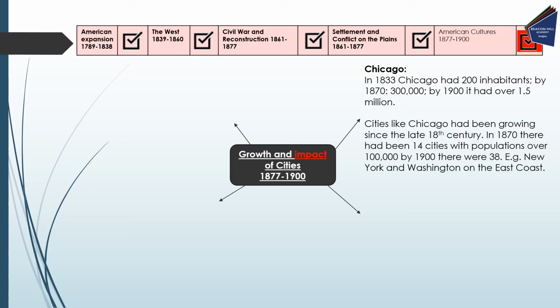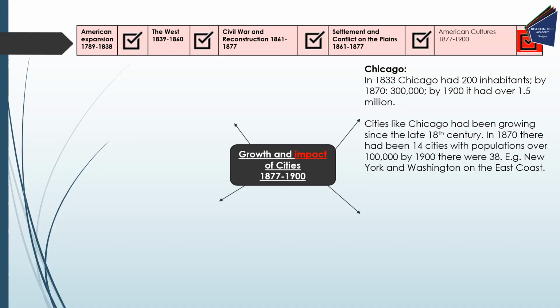Cities like Chicago had been growing since the late 18th century, so the 1700s, and in 1870 there had been 14 cities with populations over 100,000. By 1900 there were 38, so again you can see a huge change in the number of people living in cities. Your examples for this: New York, nice and easy that you will remember, and Washington on the East Coast.